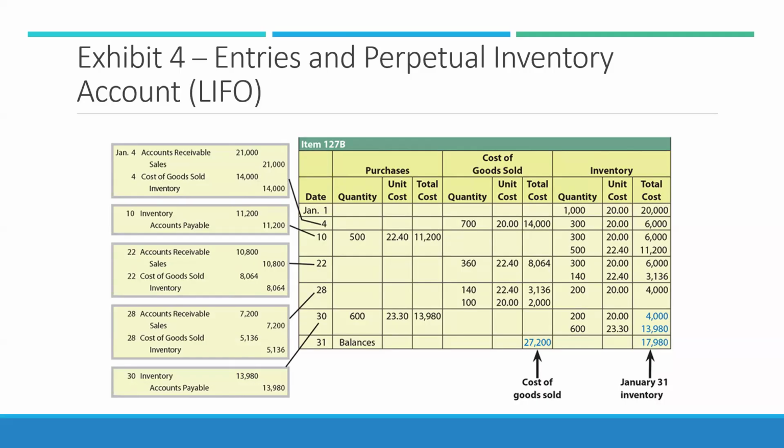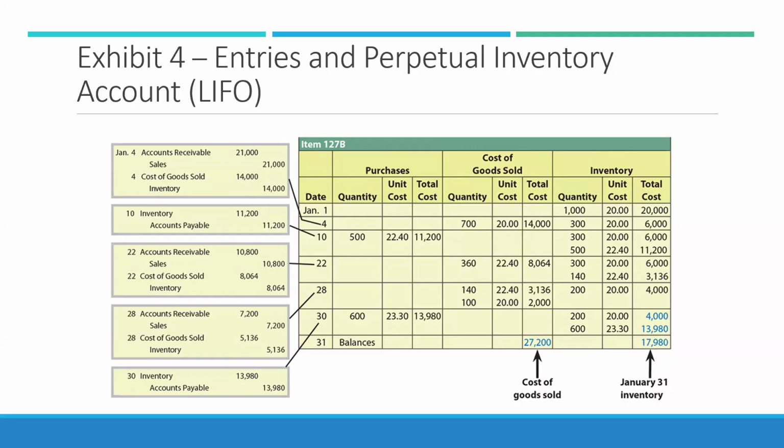Yeah, this is the same as the, no, it's not. They're not the same. Just getting really confused right now. Cost of goods sold and January 31st inventory are different. Yes, you're correct. And so, okay, it is correct.